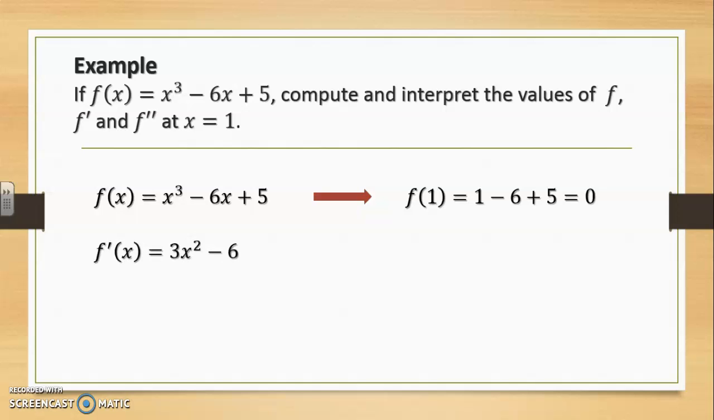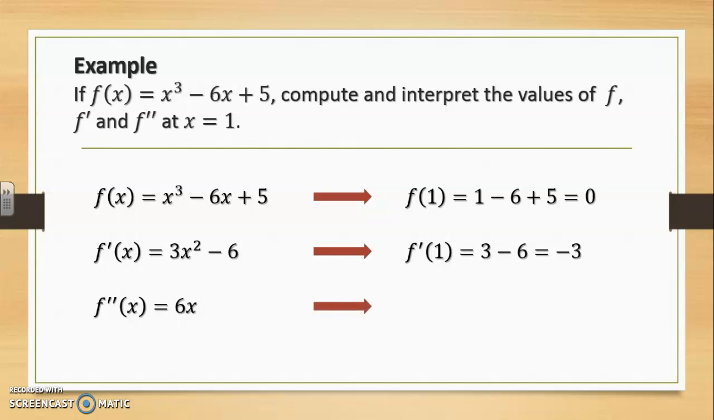F prime of x is obtained from f of x by using the power rule on the different terms that have powers of x. We're also using the subtraction and addition rule. 3x squared minus 6 is the outcome of the derivative, and f prime calculated at 1 is minus 3. Again, I'll let you reflect on what it means for f prime at 1 to be minus 3. Finally, f prime prime of x is obtained from the first derivative by differentiating once more. 6x is the outcome of the second order derivative, and calculated at 1, f prime prime's value is 6.